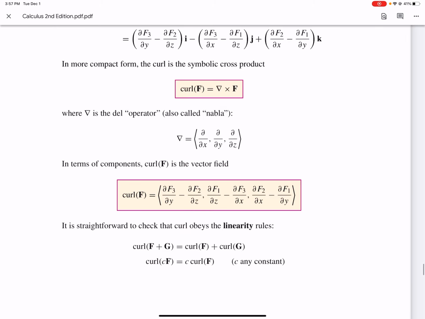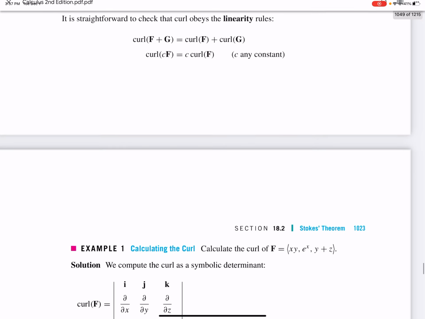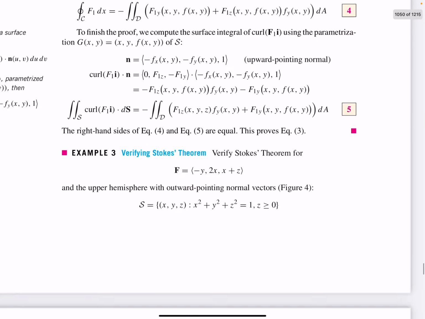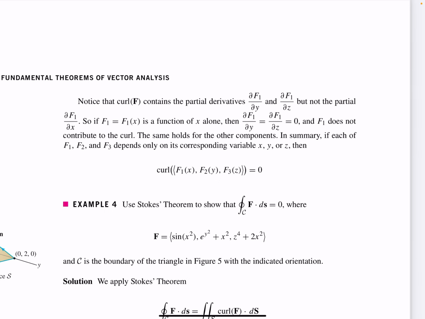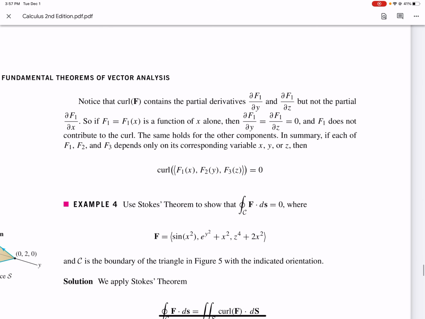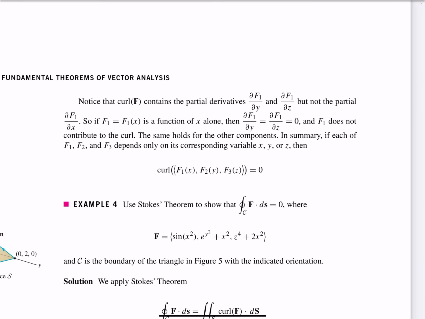So what their note is trying to say is, if the function in there, f1, is only a function of x, then those other two derivatives will be 0, and f1 doesn't give anything to the curl because it would be a 0 in that spot. And the same thing happens if f1 only depends on x, and f2 only depends on y, and f3 only depends on z, then the curl is automatically 0.